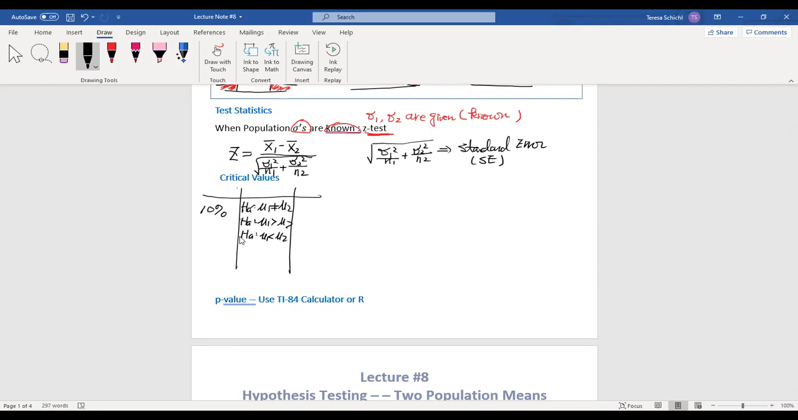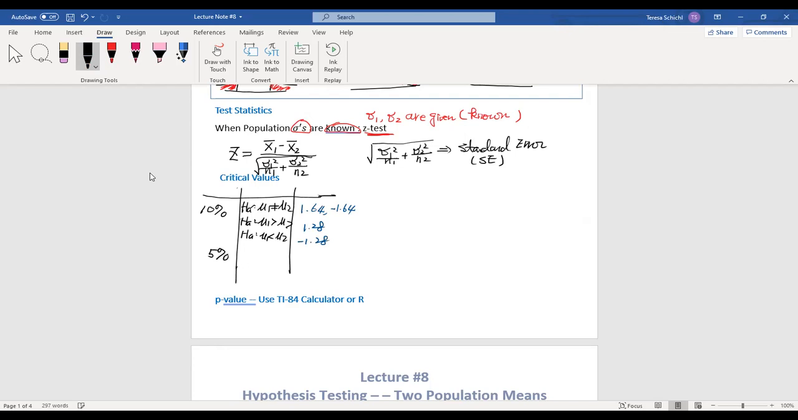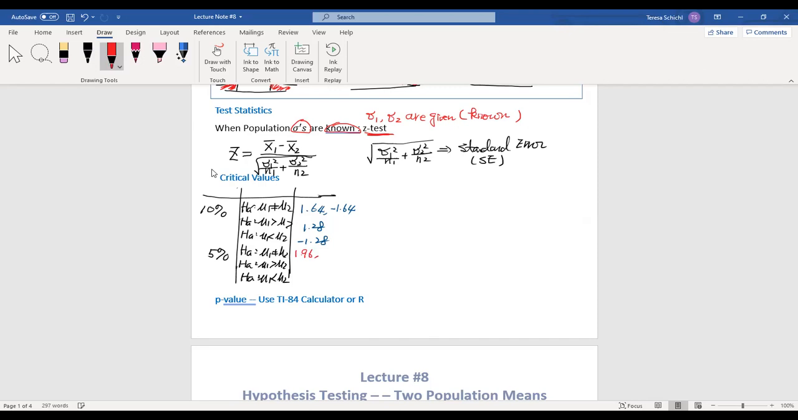So do we still remember what this is? I think we should remember that, right? We did it many times. So this is 1.64 or negative 1.64. Then this is 1.28, negative 1.28. All right. And then the most popular one is the 5% one. So we still have 3 alternatives. Here's mu1 not equal to mu2, this is mu1 greater than mu2, and this is mu1 less than mu2, right? So do we still remember the 5%? We have 1.96 or negative 1.96. Then here is 1.64, and this is negative 1.64, right?